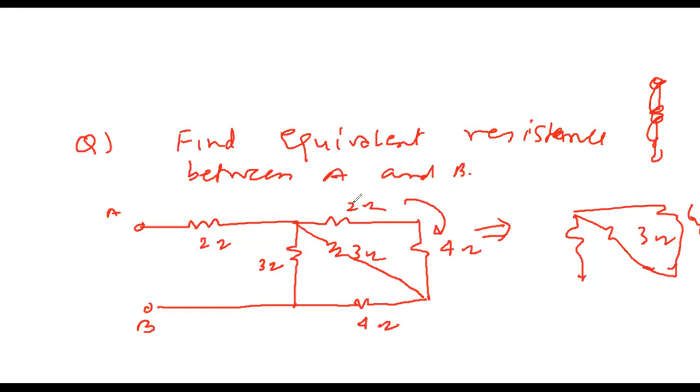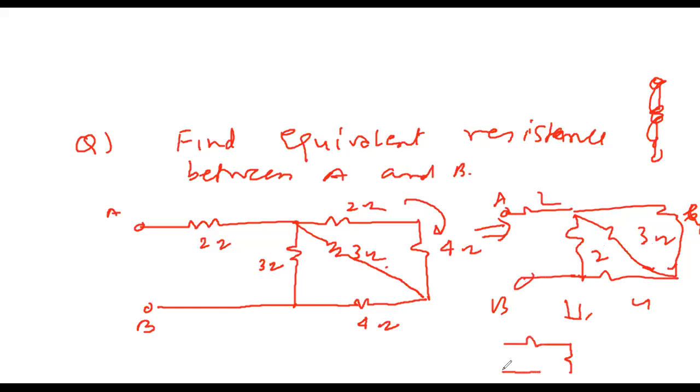So this is 3, this is 6, 3 and this is 4. And this is 2. Between A and B, I want to know: 6 and 3 are in series or in parallel? Parallel. What is 6 and 3 ka parallel? 2. To get answer 2, you did 6 into 3 upon 9, which is 2. So the result of these two becomes 2.